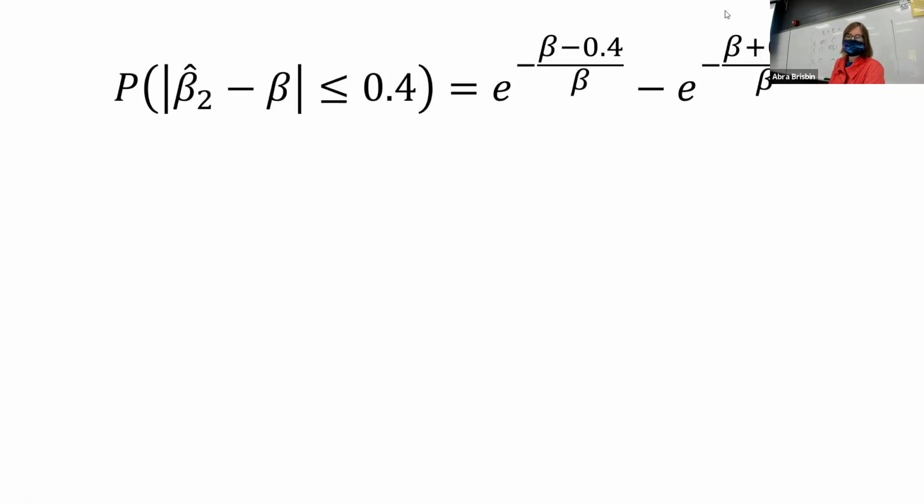So for example, when beta equals 2, that equals 0.1481, which hopefully should be close to what you got in the lab yesterday for the proportion of samples that were within 0.4 of a value of 2, both when you had a sample of size 5 and when you had a sample of size 100.